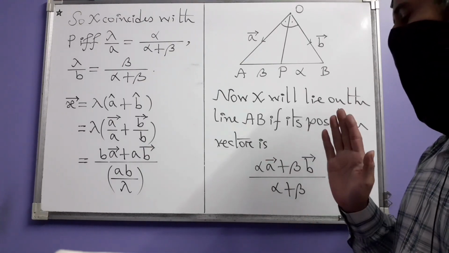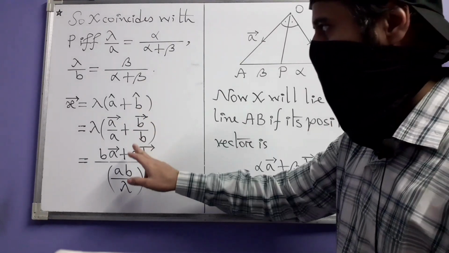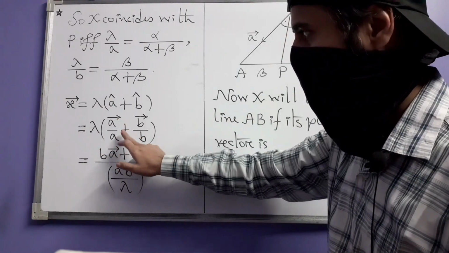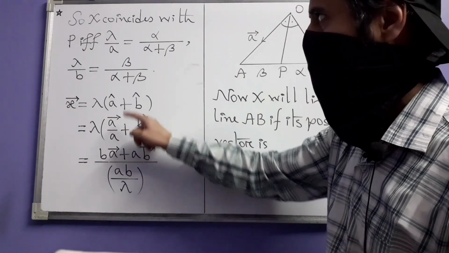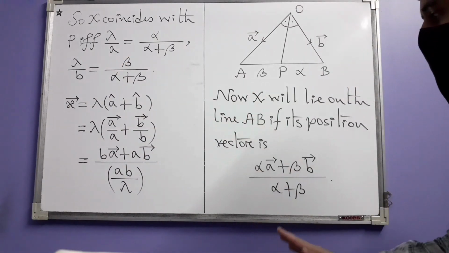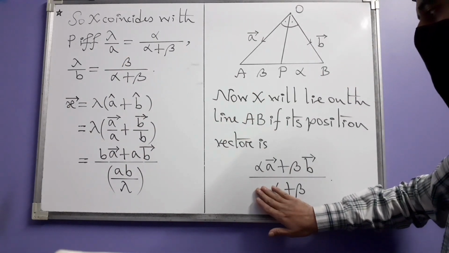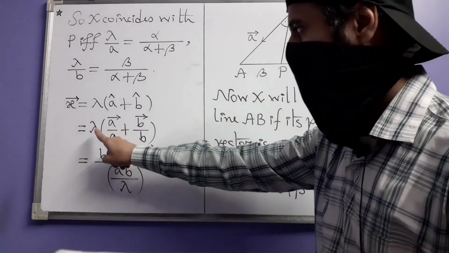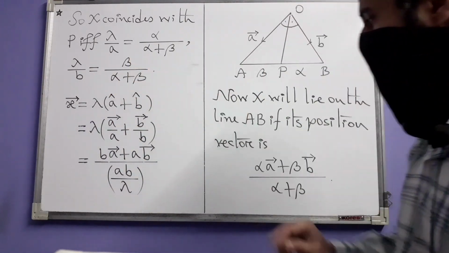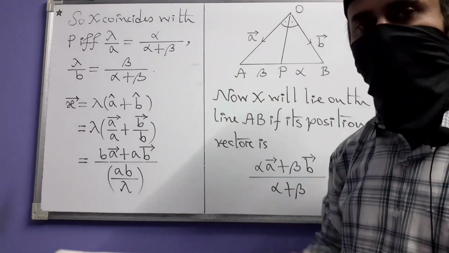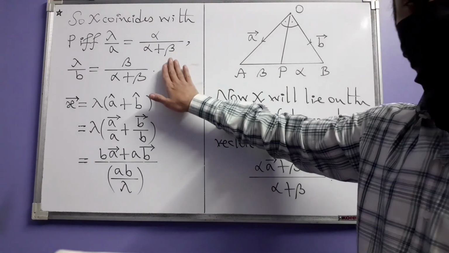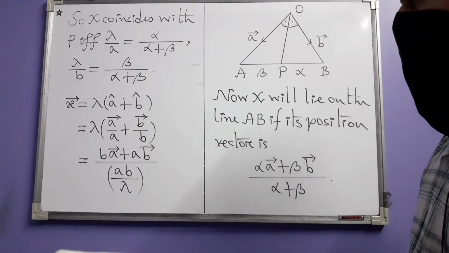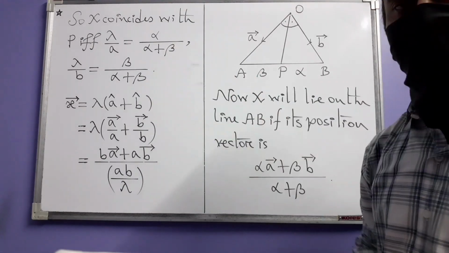But because of that fact, what is the coefficient of A here? If you forget about this one, you look at this, lambda divided by A. That should be equal to the coefficient of A in this vector, which is alpha divided by alpha plus beta. Similarly, lambda divided by B should be equal to beta divided by alpha plus beta. Alpha plus beta, actually, I think I said alpha plus B. So we now stand here finally.